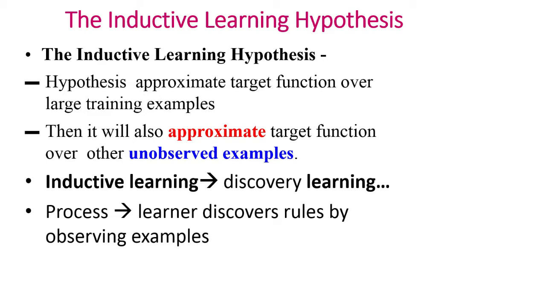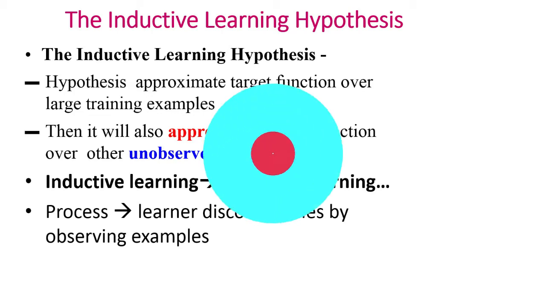The inductive learning hypothesis. Definition of inductive learning hypothesis is: any hypothesis found to approximate the target function well over a sufficiently large set of training examples will also approximate the target function well over other unobserved examples. This indicates that if we have a sufficiently large set of training examples and a hypothesis is approximating the target function over this, the same hypothesis will approximate the target function on unobserved examples also. Inductive learning is also known as discovery learning. It is a process where the learner discovers rules by observing the examples.